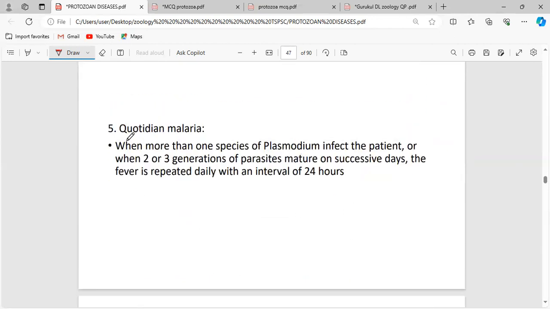Now, quotidian malaria. When more than one species of Plasmodium infects the patient, or when two or more generations of the parasite mature on successive days, the fever is repeated daily with an interval of 24 hours. Even within 24 hours, we can experience a fever when multiple species of Plasmodium affect the human body, and that is said to be quotidian malaria.